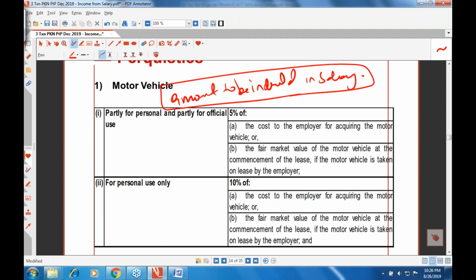First of all, if the motor vehicle is given to you partly for personal and partly for official use, then the amount to be included in salary is 5% of the cost to the employer for acquiring the motor vehicle, or the fair market value of the motor vehicle at the commencement of the lease if the motor vehicle is taken on lease by the employer. Now let's try to understand this.